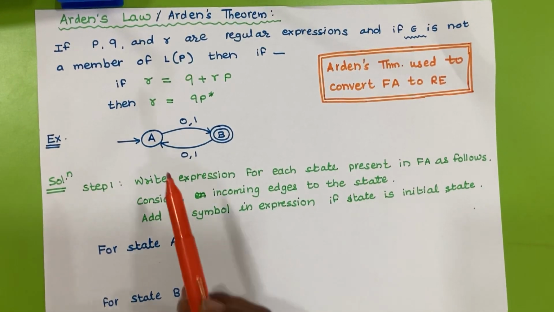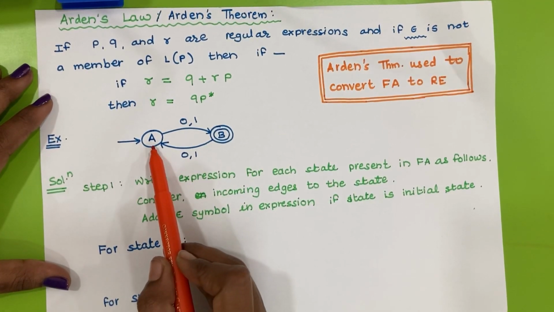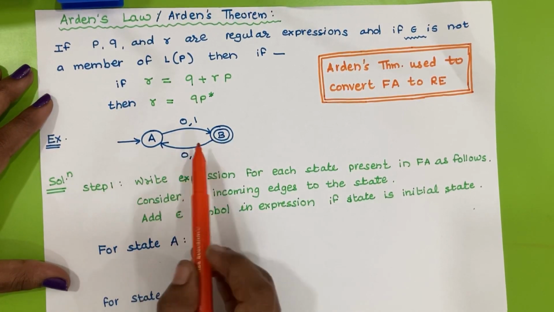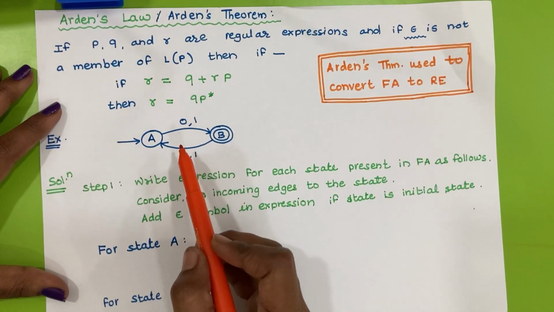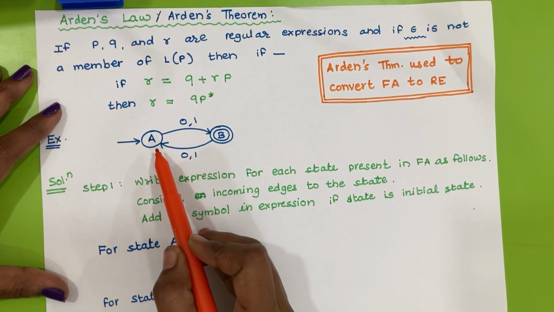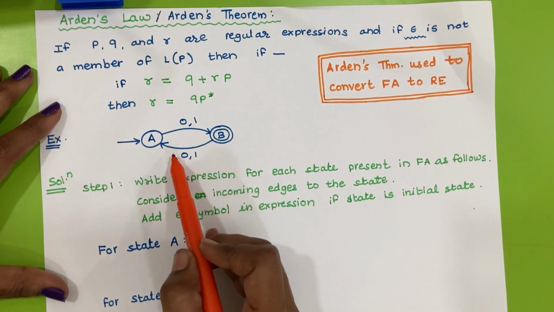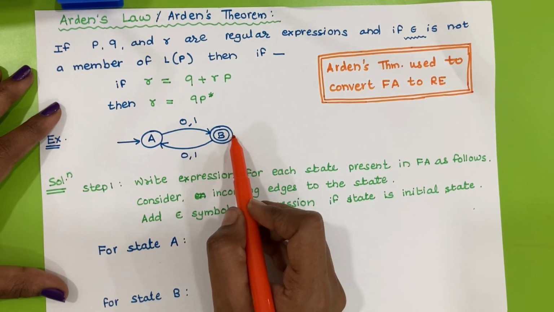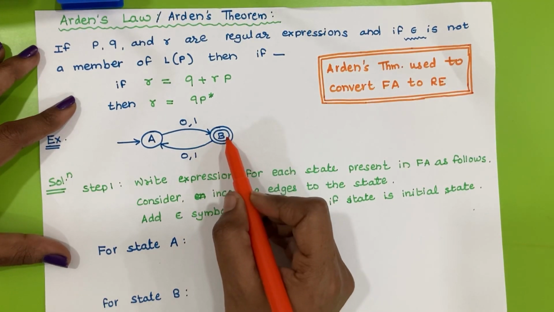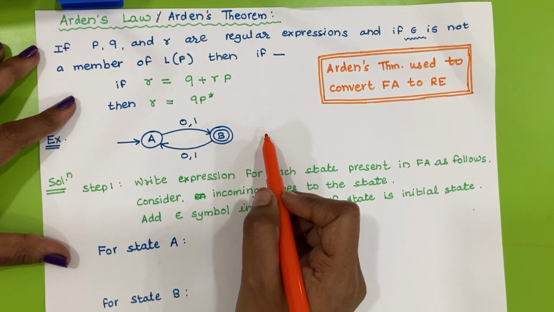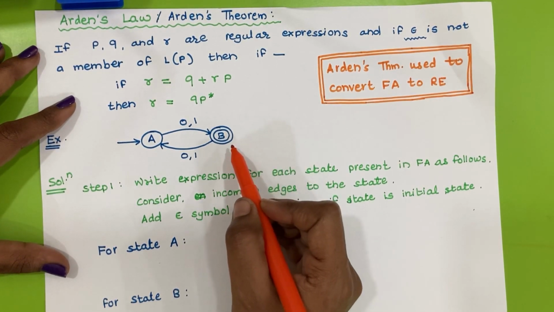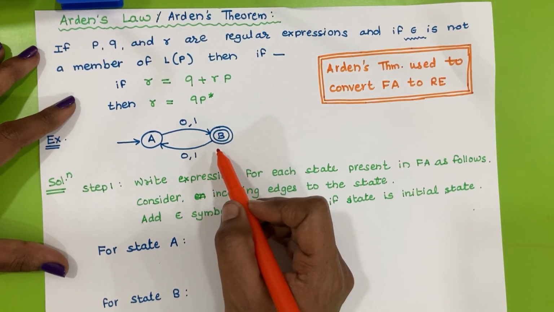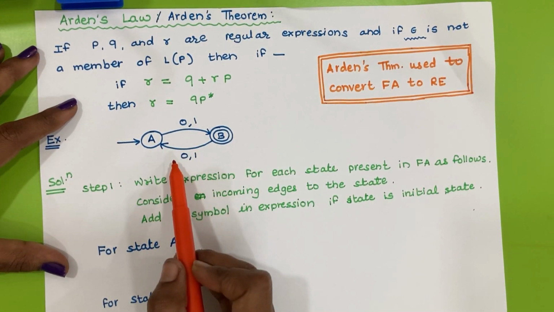So the first step is we have to write an expression for each and every state present in the given finite automata. For that purpose we have to understand whether there are any reject states present. A reject state is actually a useless state, meaning none of the strings will be accepted by that state. So we have to observe whether there is any reject state present. In the given finite automata we don't have any reject state.